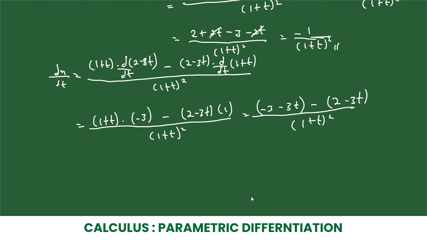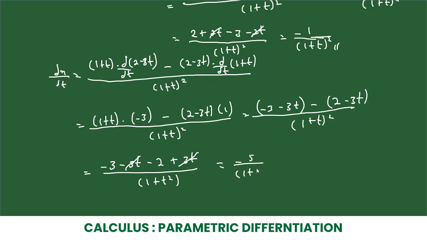So let's take the brackets away. We're going to have minus 3 minus 3t minus 2 plus 3t, that's taking the brackets away, over 1 plus t squared. So this minus 3t is negative and this one is positive, so they are going to cancel each other. We are going to have minus 3 minus 2. So we are going to have minus 5 on 1 plus t all squared. Here the square is supposed to be outside.